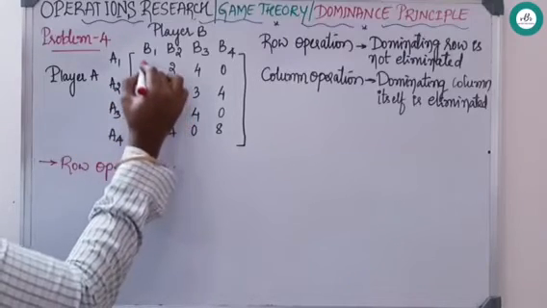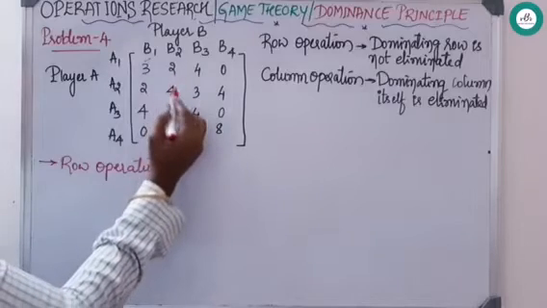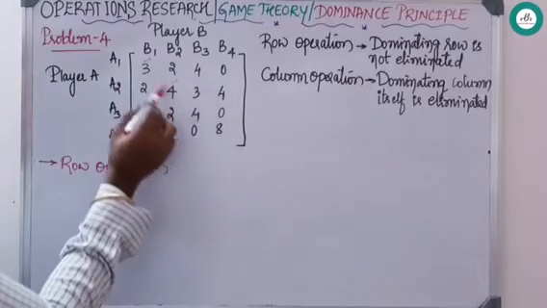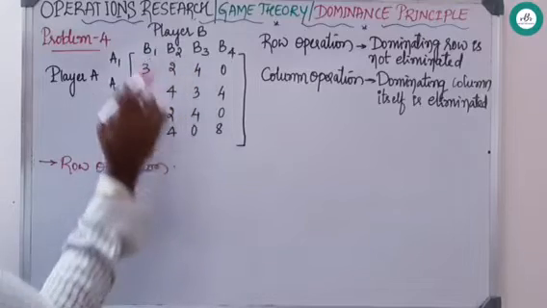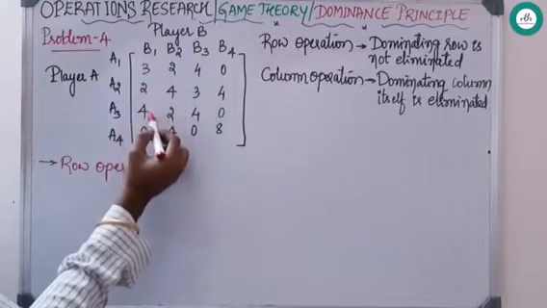3 and 2, so 3 is greater. 2 and 4, 4 is greater. So have a look, it is not possible to perform this. So leave this particular and compare 1 and 3.